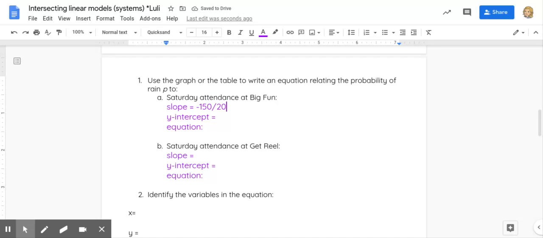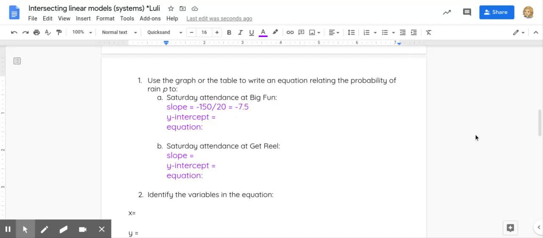Now we usually want to simplify that, so if possible we want it to get to be a whole number. So if we type that in our calculator, it does not give us a whole number. So we want to simplify it as easy as possible. When we type negative 150 divided by 20, we'd get negative 7.5. So negative 7.5 is our slope. We'll be using that when we go to plug it in our equation.